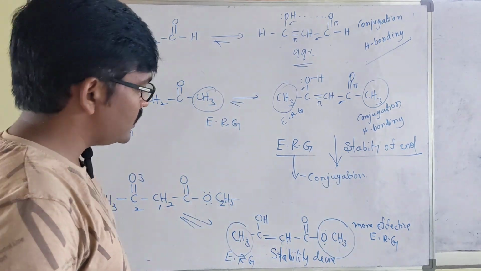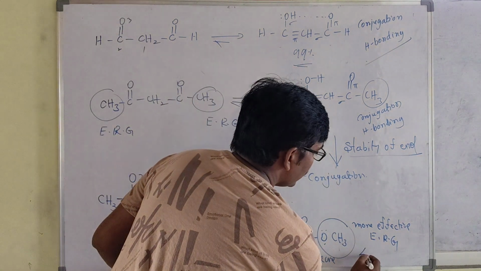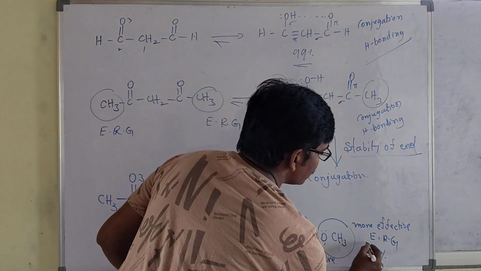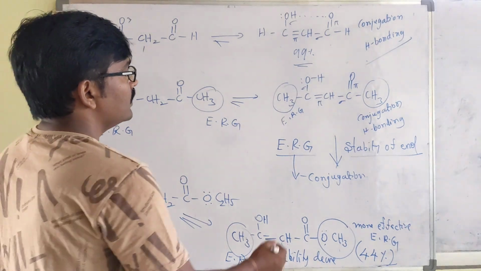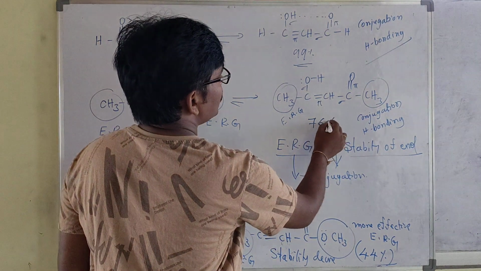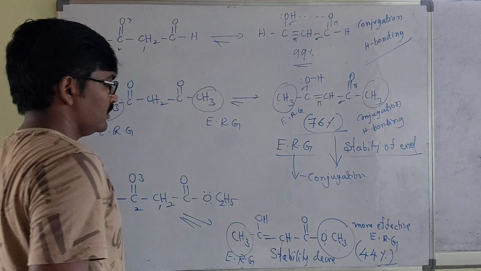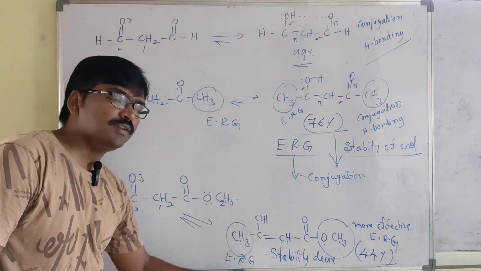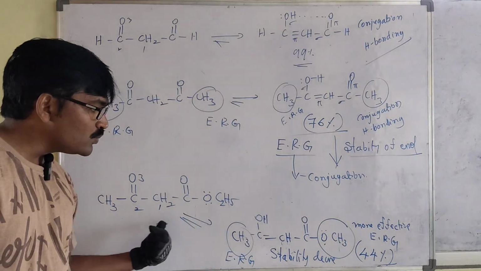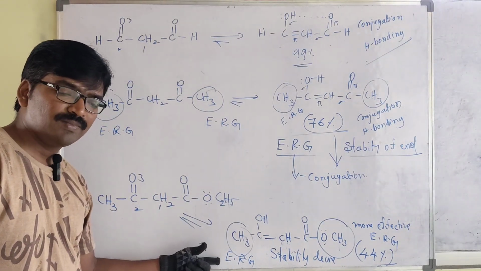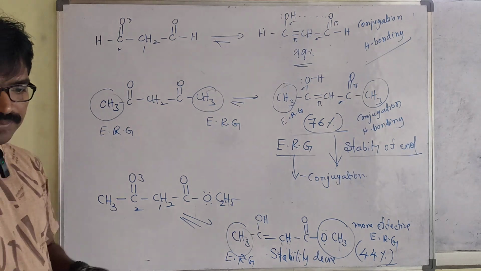So remember, my dear students, here only 44% of enol content will be there. Then in the above case, here 76% of enol content will be there. Here only 44% enol content compared to the ketone. So the ketone is more stable in this case. Clear?